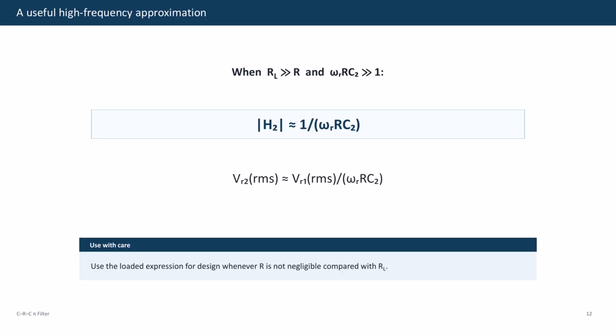If the load resistance is much larger than the series resistor, and omega RC2 is much greater than 1, the loaded attenuation simplifies. The magnitude is approximately 1 divided by omega RC2. This approximation gives excellent physical insight, but the full loaded expression should be used for design whenever the resistor is not negligible compared with the load.